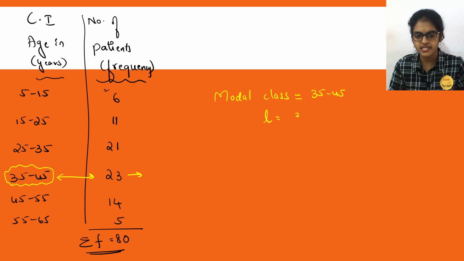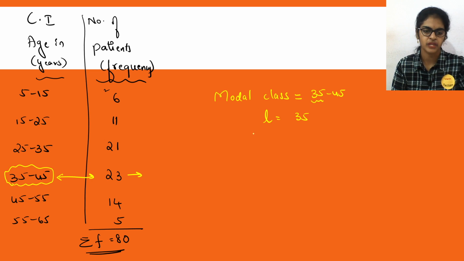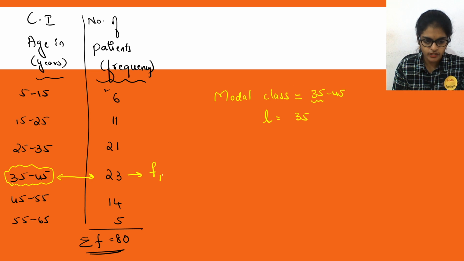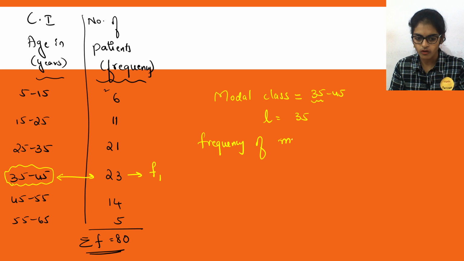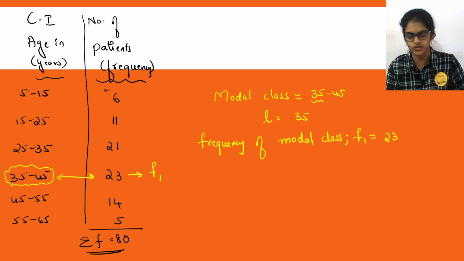And lower limit is nothing but 35. Okay, the lower limit of this modal class is 35. And the frequency of the modal class you denote it by F1. Okay, F1 is nothing but frequency of modal class. Since it's the very first question and we are understanding the concept, so I'm going a bit slow. So frequency of modal class is nothing but we are denoting it by F1. F1 is 23, the highest frequency you have chosen.